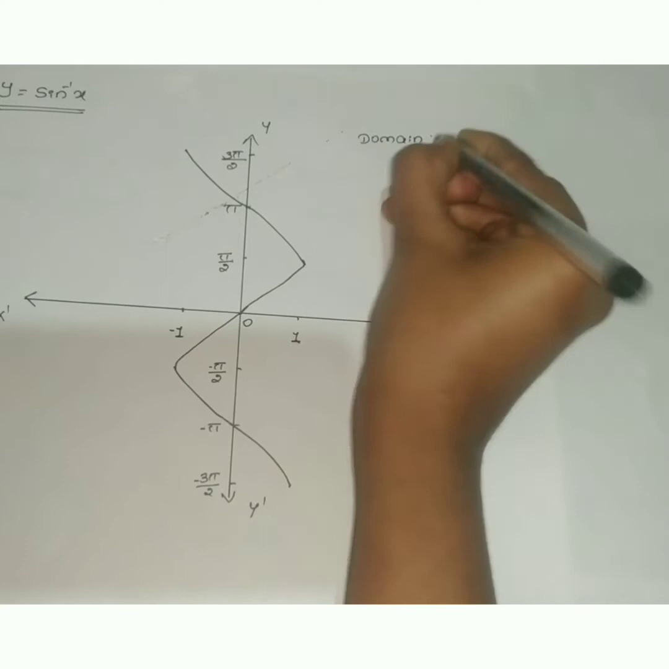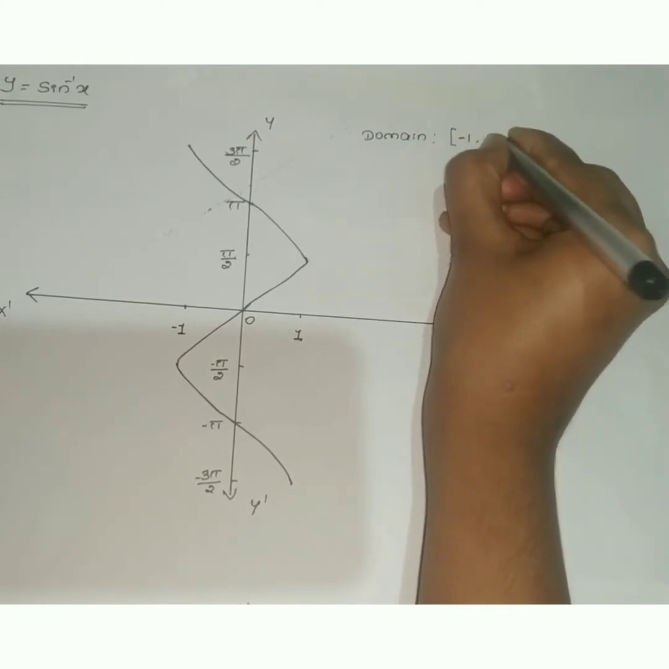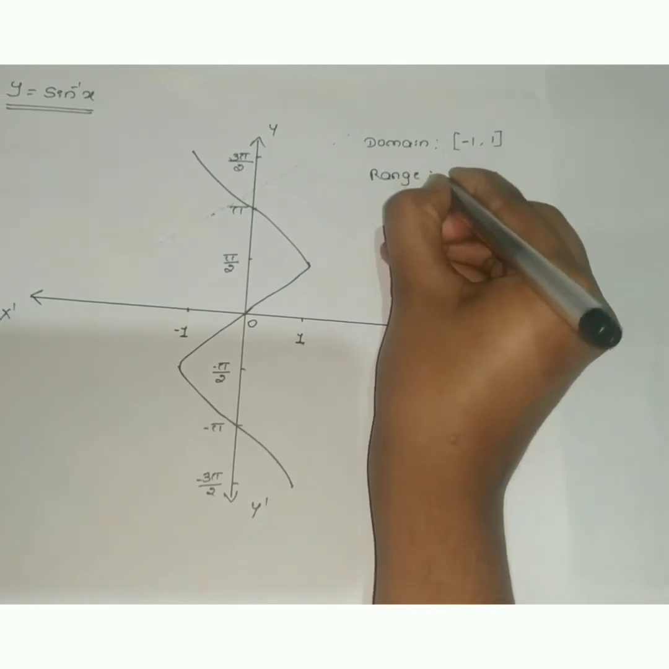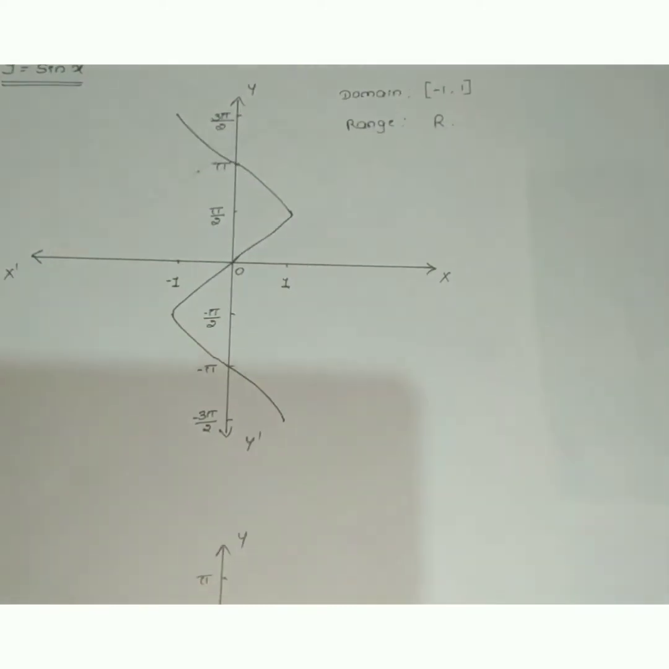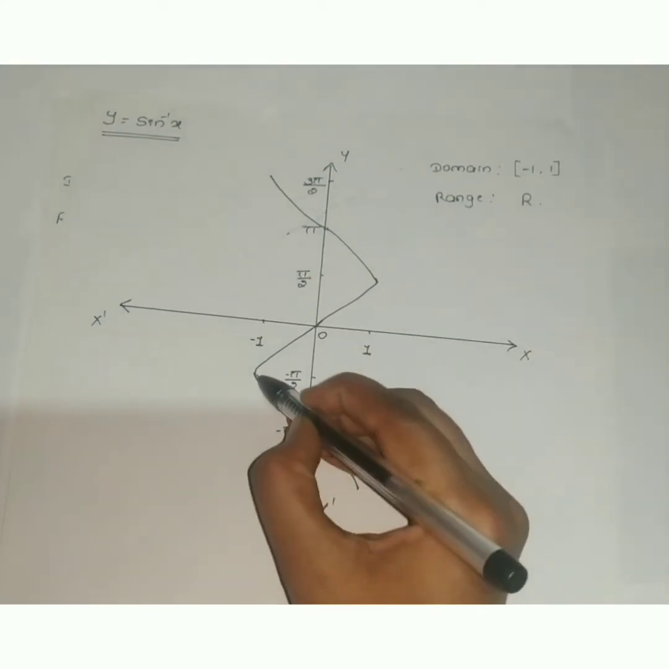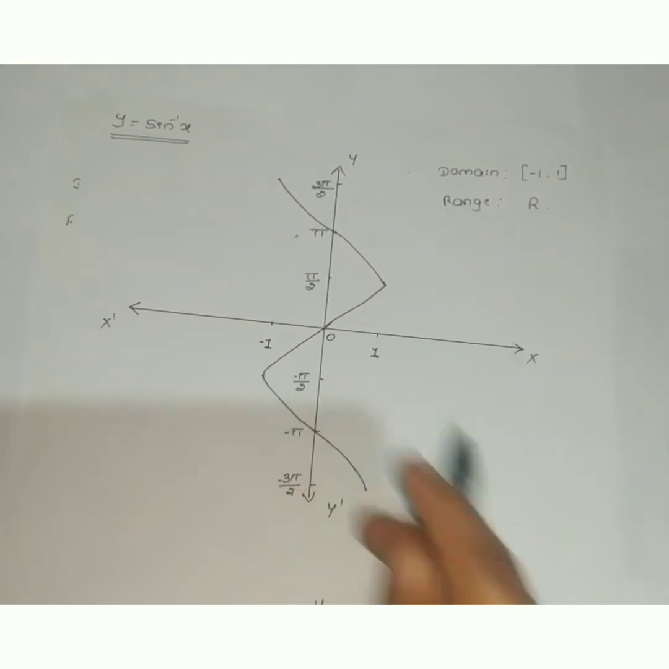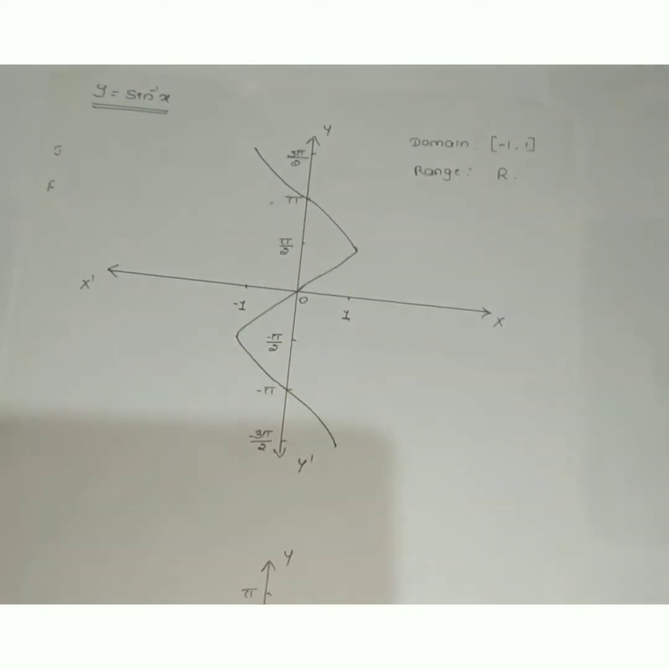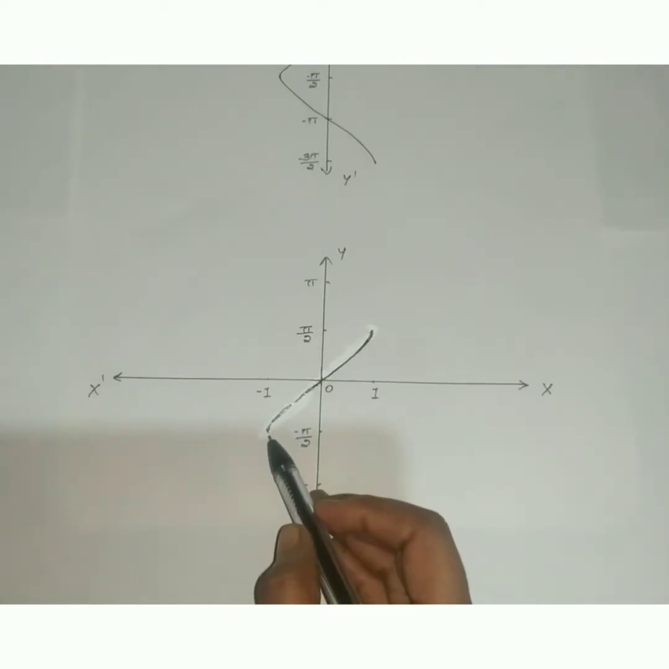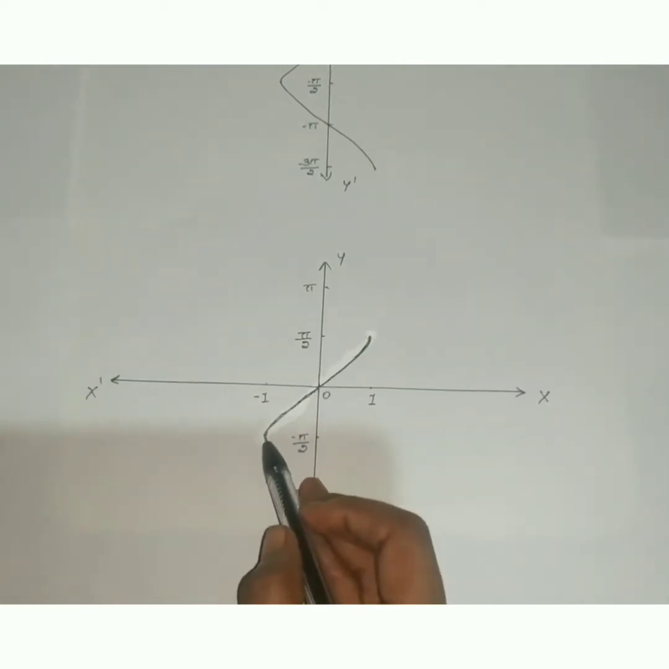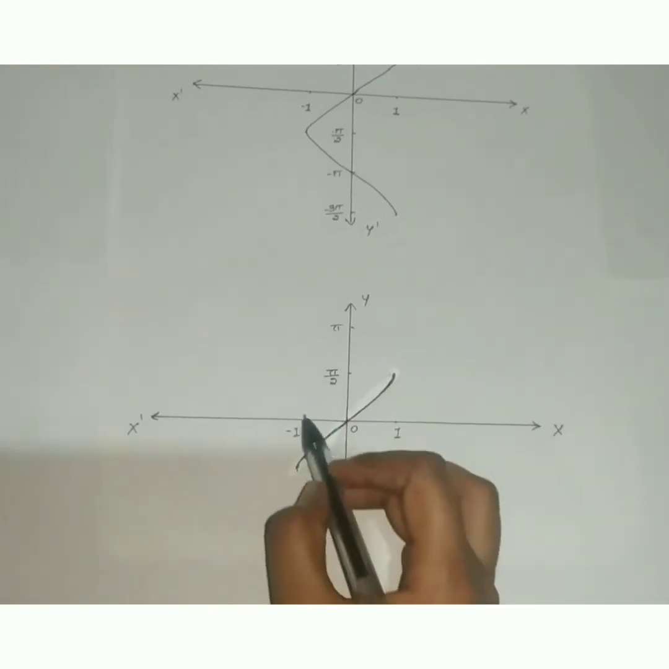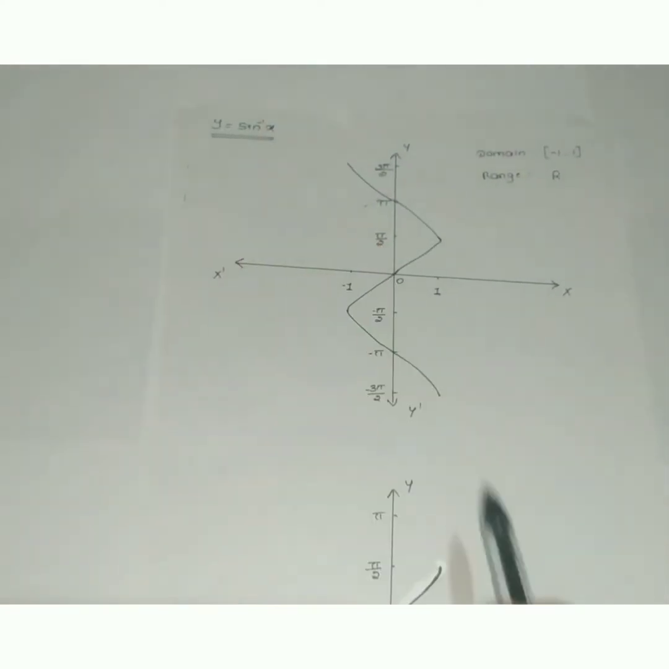So here domain value is a closed interval minus 1 to 1 and the range value is all real numbers. So we restrict the domain values in sine function from minus pi by 2 to pi by 2. So this is the graph, minus pi by 2 to pi by 2, including minus pi by 2 and pi by 2 values. So this is the graphical representation of the sine inverse function.